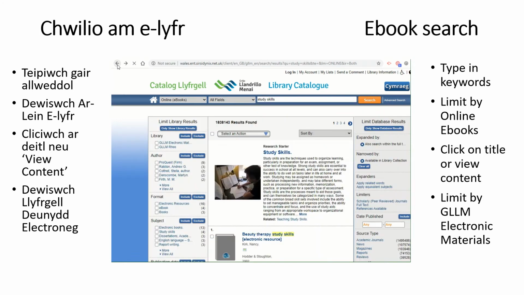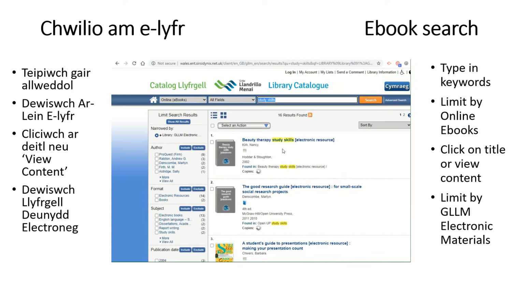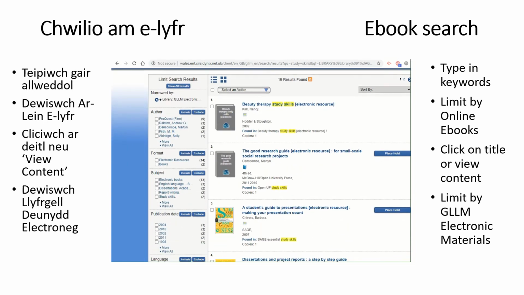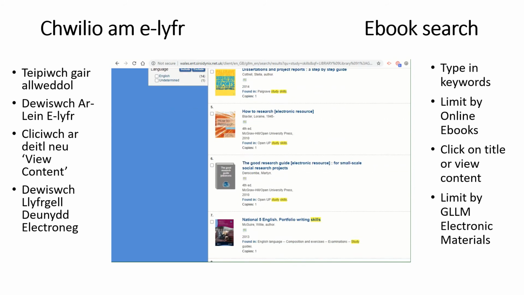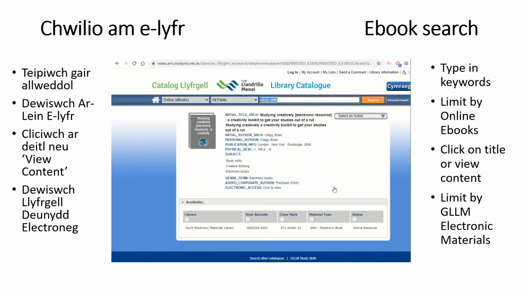If you want to pick a title that's been ordered by the library staff for a course, go to the top left of the results and click on GLLM Electronic Materials Library. The results window will now show books that have been requested for courses in college specifically, or from an All Wales FE College database. When you find a book you're interested in, click on the title and there'll be a link in the middle of the results page which will bring you directly to that ebook.